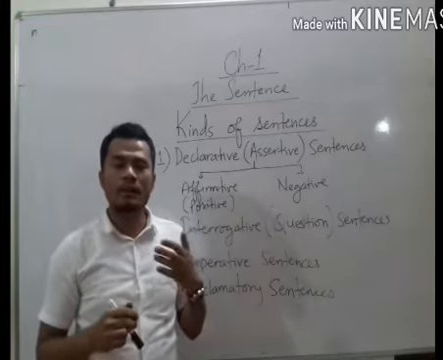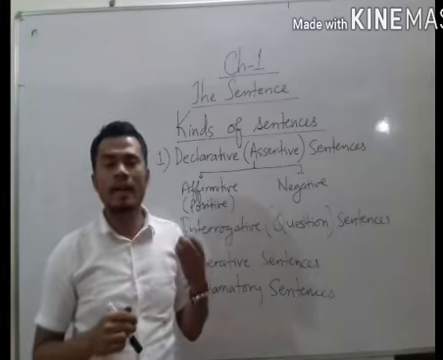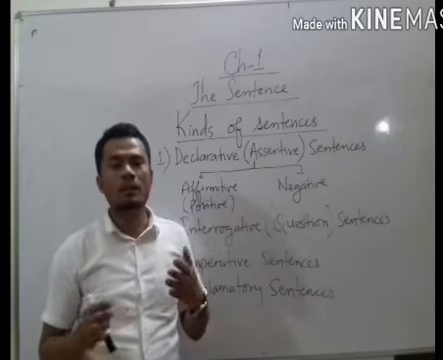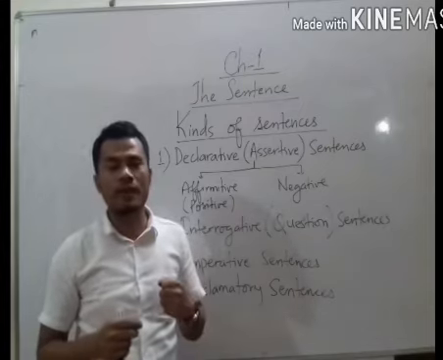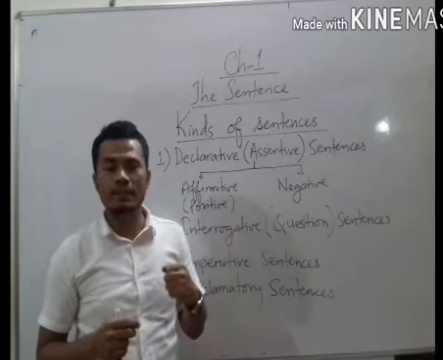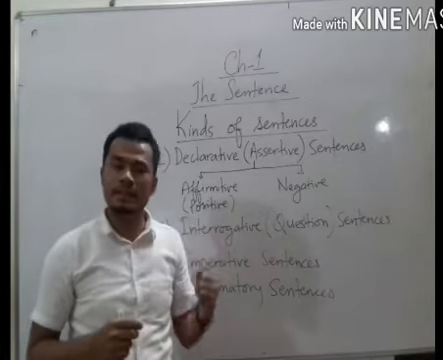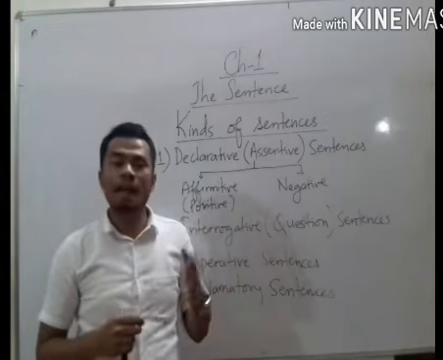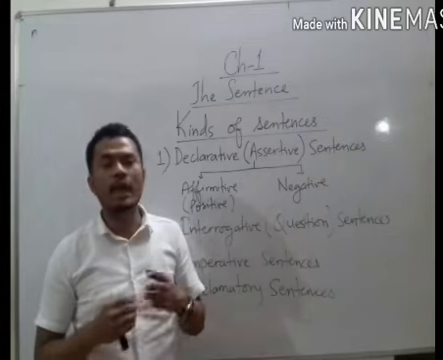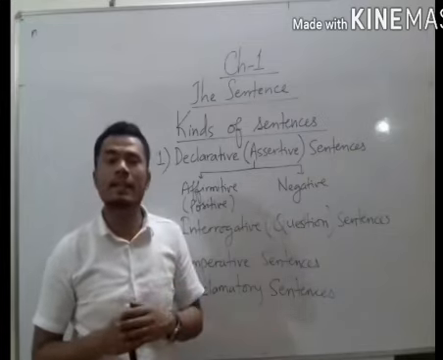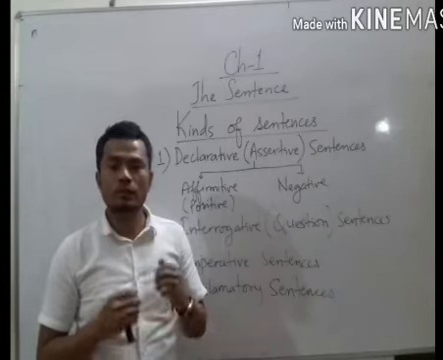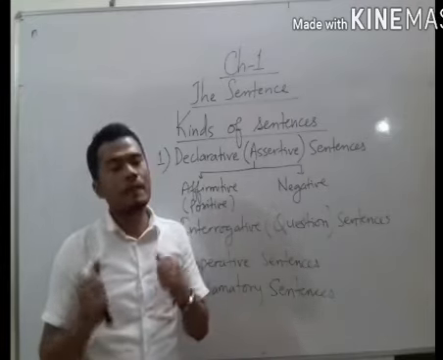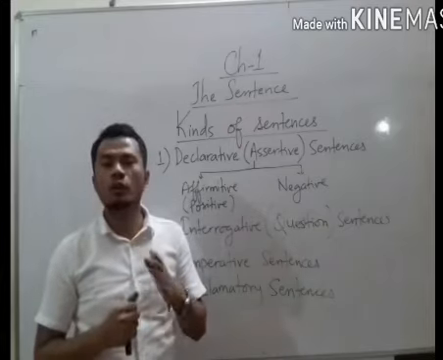I hope the explanation I made regarding the kinds of sentences and how they end will help you to solve exercise A, in which you have to write D if the sentence is declarative, I if the sentence is interrogative, IN if the sentence is imperative, and E if the sentence is an exclamatory sentence. So you have to solve exercise A on page number 3. This is your homework for today's class.